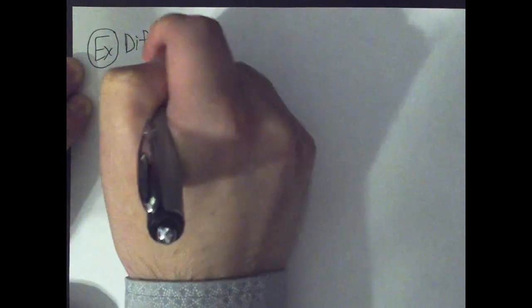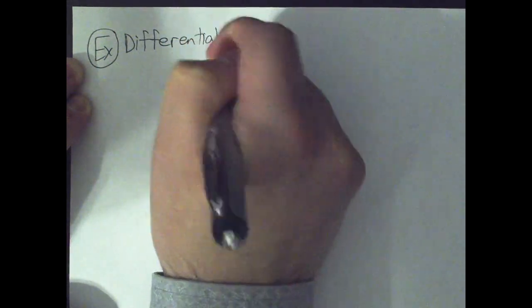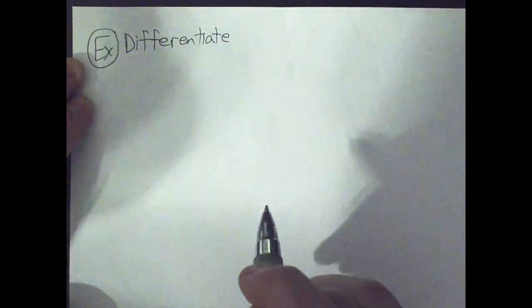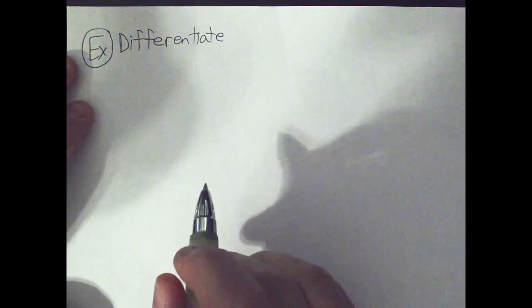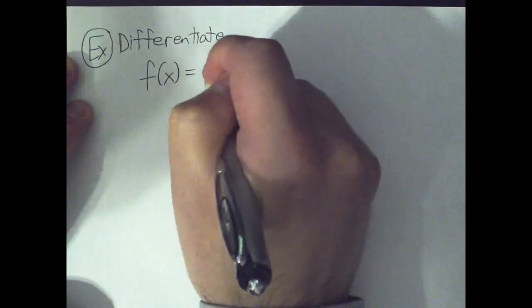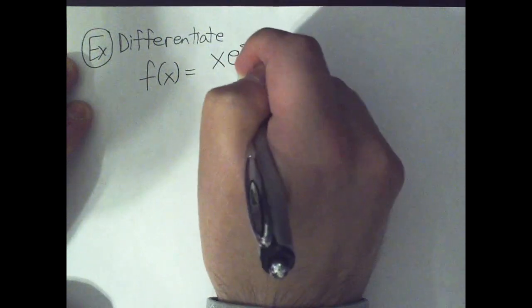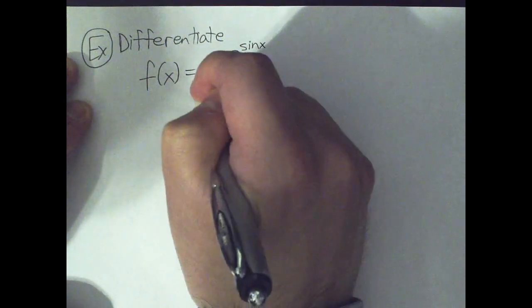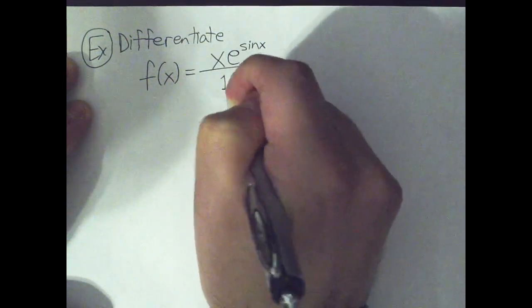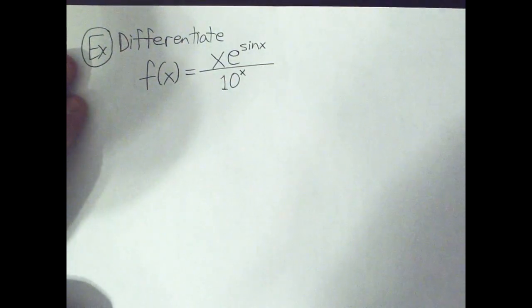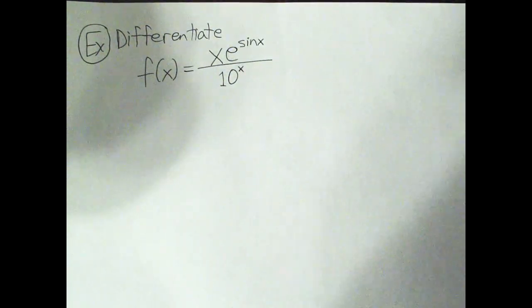So this is just a simple differentiate. It's not asking you for 3,000 times. It's not asking you for the slope of the tangent line or anything like that. It's just a differentiate problem. The thing that's going to make this problem a little bit harder is that you're going to need to use multiple derivative rules within the same problem. So f of x equals x e raised to the sine x, all of that over 10 raised to the x. So I'd like you to pause and spend a few minutes on this one.